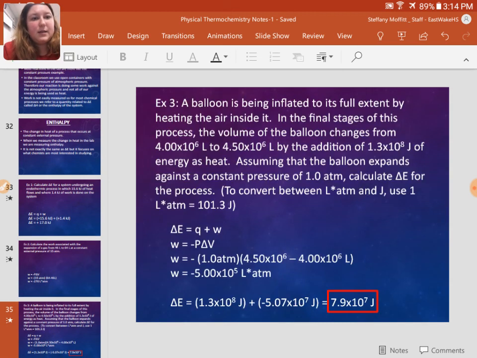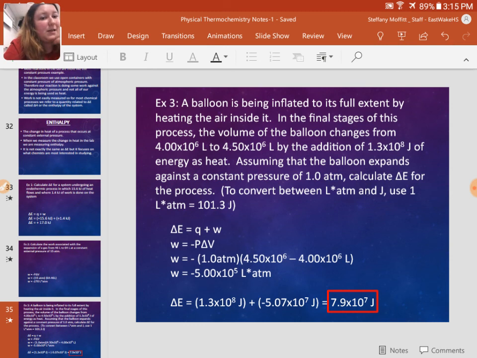And the last slide, example 3: a balloon is being inflated to its full extent by heating the air inside it. In the final stages of this process, the volume of the balloon changes from a certain number of liters to a larger number of liters by the addition of that many joules of energy as heat. Assuming that the balloon expands against a constant pressure, calculate delta E for the process. It says to convert between liters, atmospheres, and joules, use 1 liter atmosphere equals 101.3 joules.